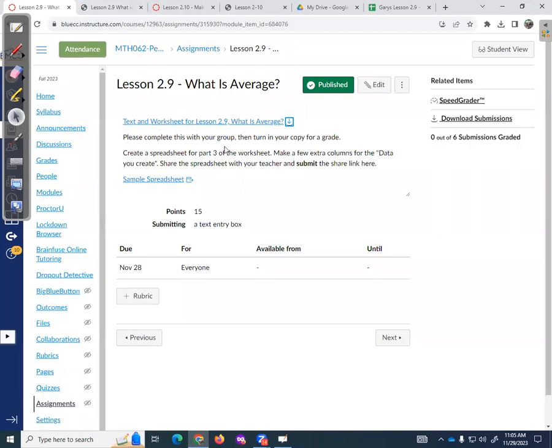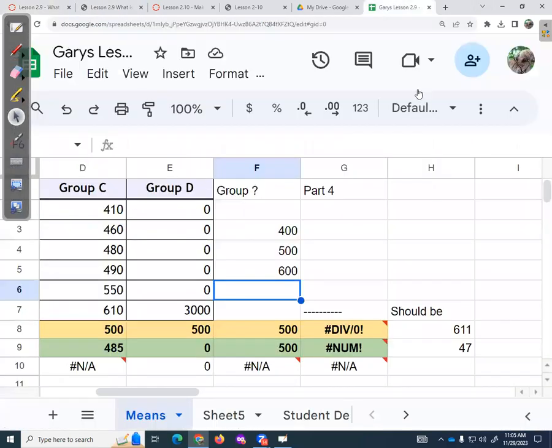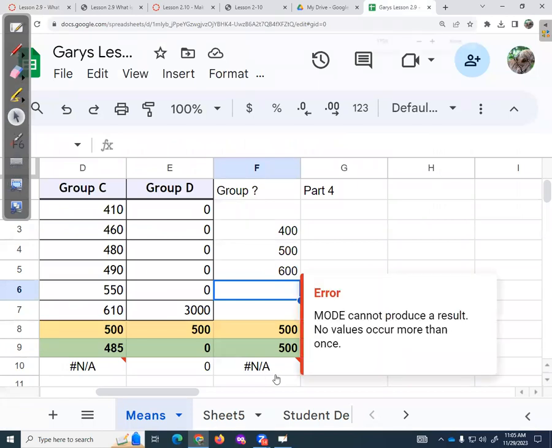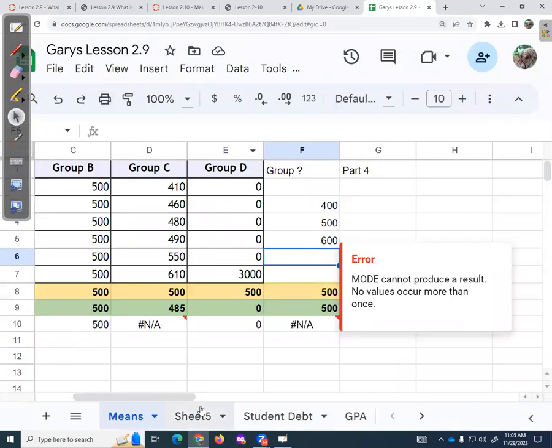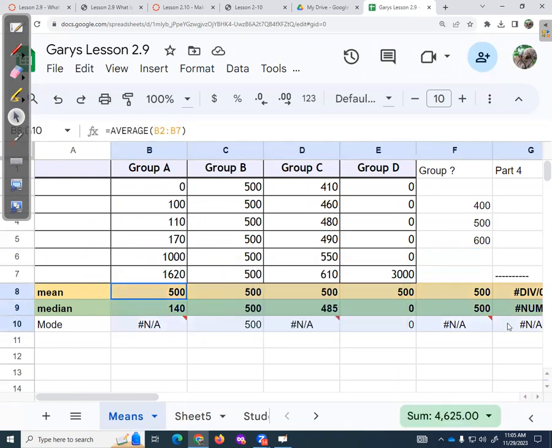So in this lesson, I wanted you to make a spreadsheet for part 3, and I have a starter sheet, or you could retype this table right here. So we started building that together in class. Zoom out on this a bit. And I recommended to make these calculations here.